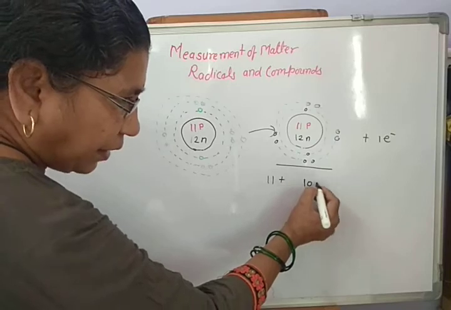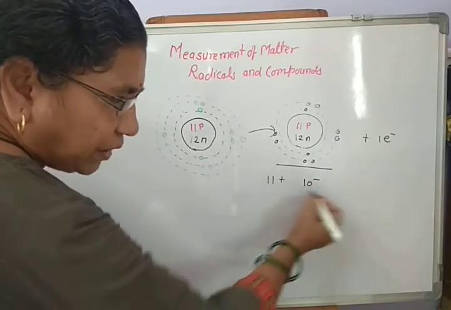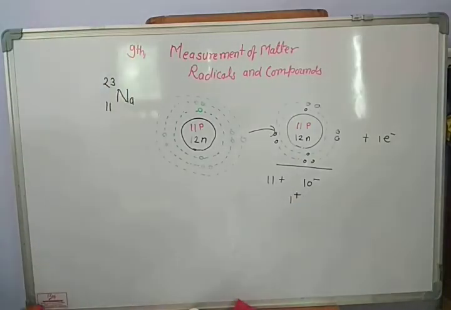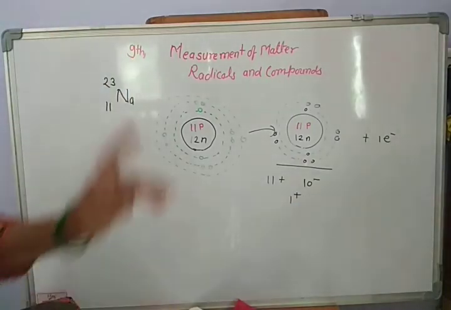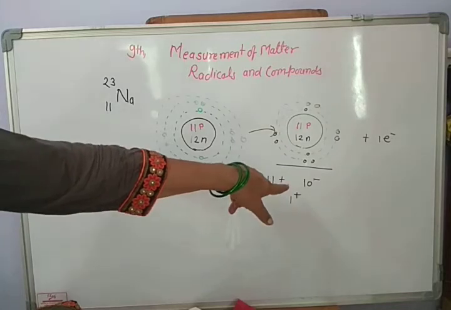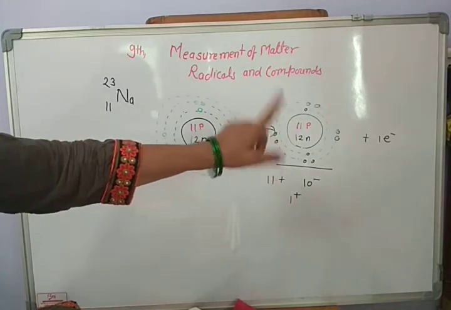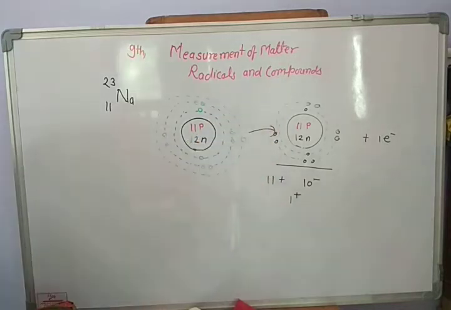and 10 minus. So what will be the resultant charge? There is 1 plus charge on the ion, and such a charged particle is called a radical. So this is how the sodium radical is formed.